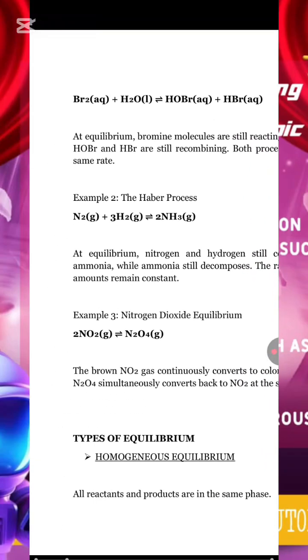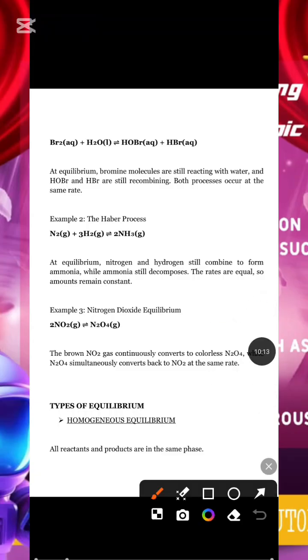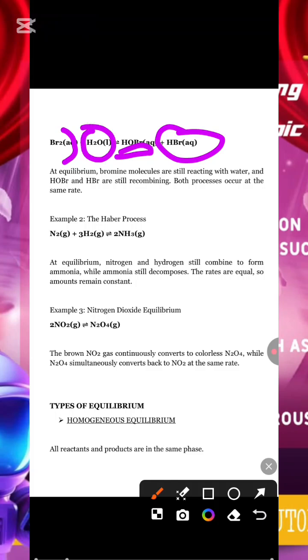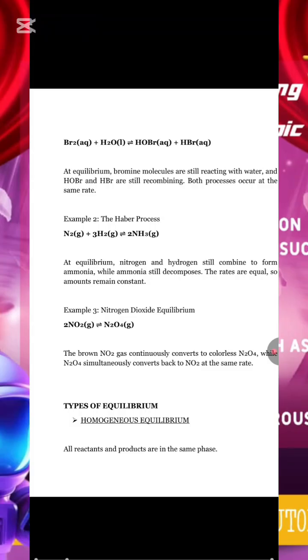So at equilibrium, the bromine molecules are reacting with the water to form bromine water and hydrogen bromide. And at the same time, hydrogen bromide will still react with bromine water to form both water and bromine. So this right here is bromine water, this is hydrogen bromide, this is the bromine itself, and this is water. Please take note of that. So the reactants are forming the products, and the products are forming the reactants. Now you can see another example, the Haber process.